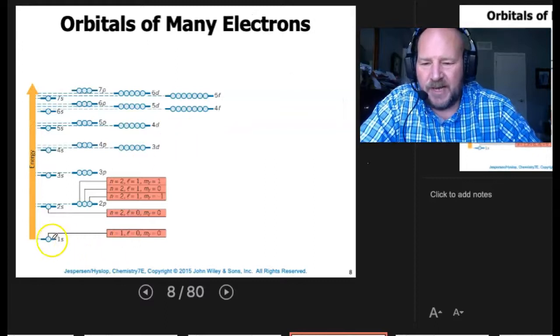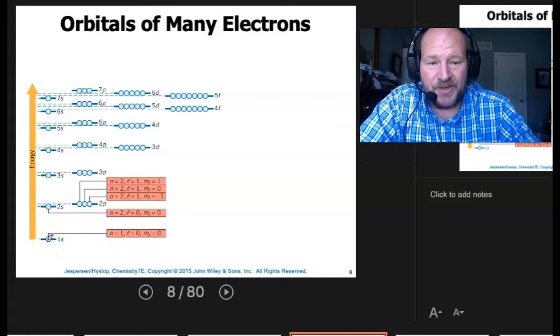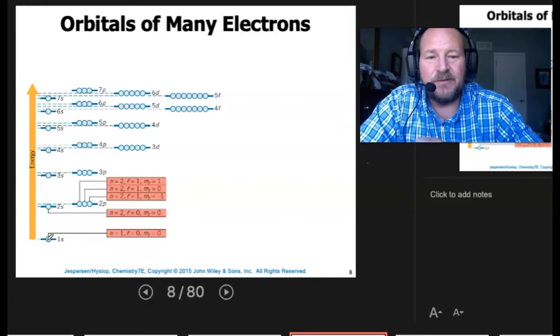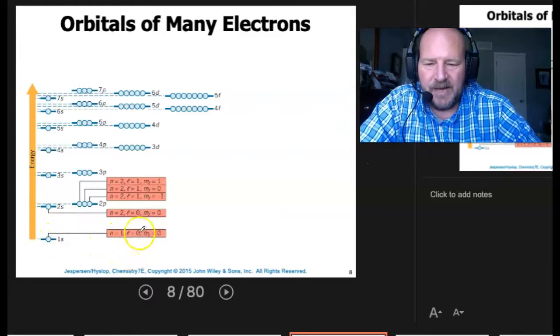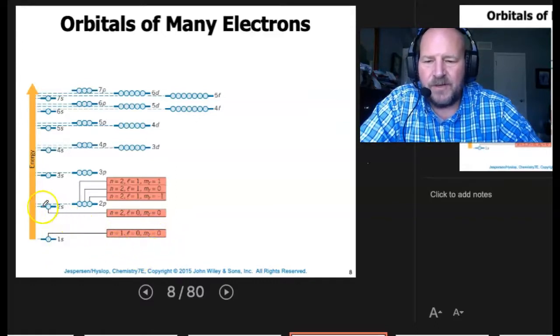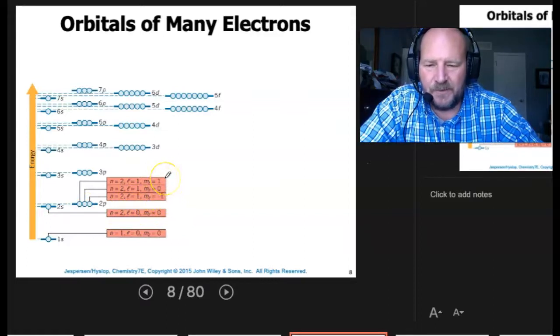Now, orbitals of many electrons. So again, the 1s down here is going to be the lowest in energy. Remember, the smaller the n, the more stable that energy level is going to be. So it's the lowest in energy. n has to equal 1, l has to equal 0, m sub l has to equal 0. In the second energy level, we can have 2s, then we know l equals 0, m sub l equals 0. Or we could have 2p. If that's the case, then l could equal 1, m sub l could be -1, 0, or +1.